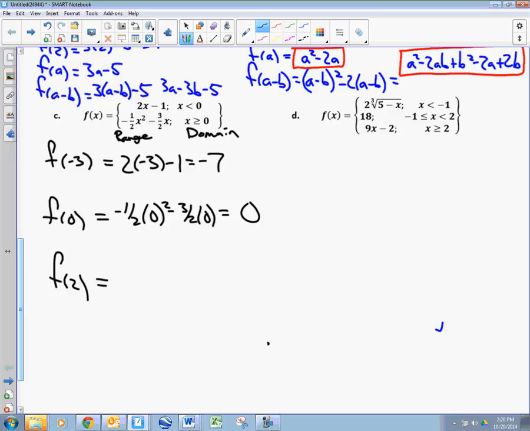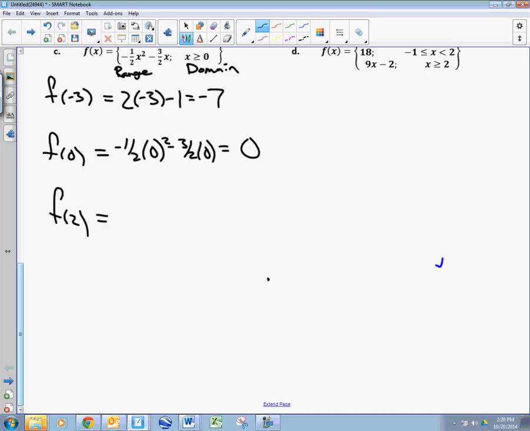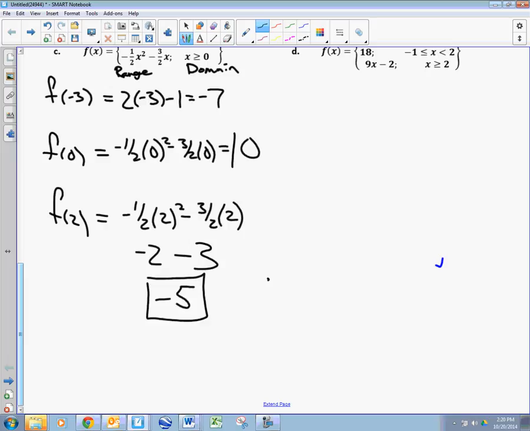F of 2, top or bottom? Bottom. -1/2 times 2 squared minus 3/2 times 2. 2 squared times -1/2, minus 3/2 times 2. Minus 3. -2 minus 3. This is the result.